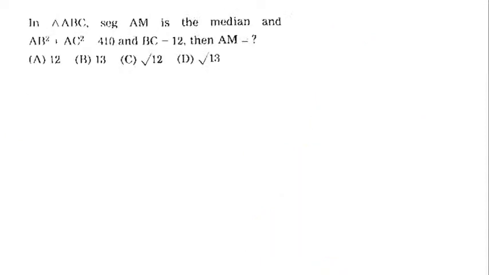Okay, the next question is, in triangle ABC, segment AM is the median and AB square plus AC square is equal to 410. BC is equal to 12. Then what would be AM? We have to find the value of AM, whether it is 12, 13, root 12 or root 13. That is the question. So for that one we have to draw a diagram.